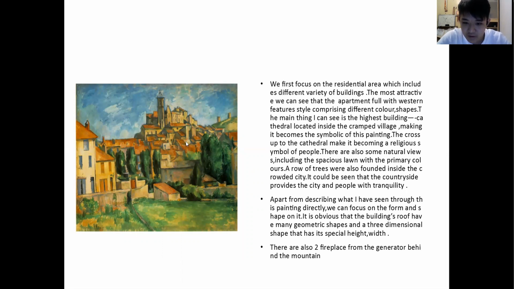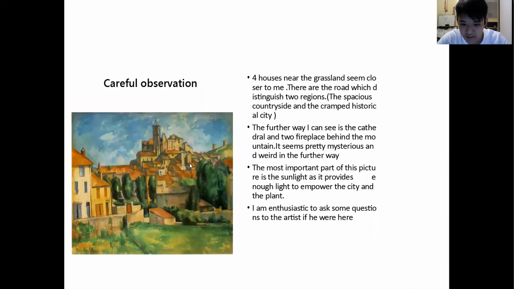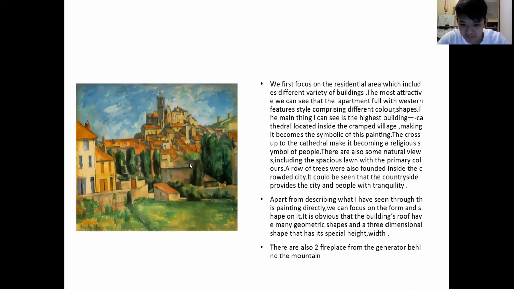The cross of the cathedrals makes it a religious symbol for people who regularly go to the cathedrals for religious activity. And there are some natural views, including some species of lawn with the primary colors. And there is a row of trees also found inside the county city. And besides, there are two fireplaces from the generator behind the mountain.